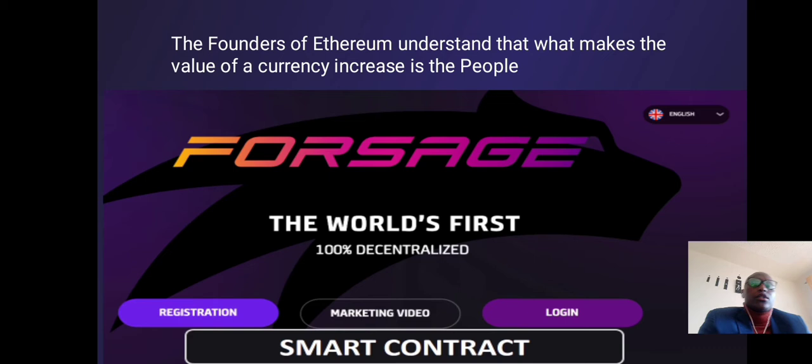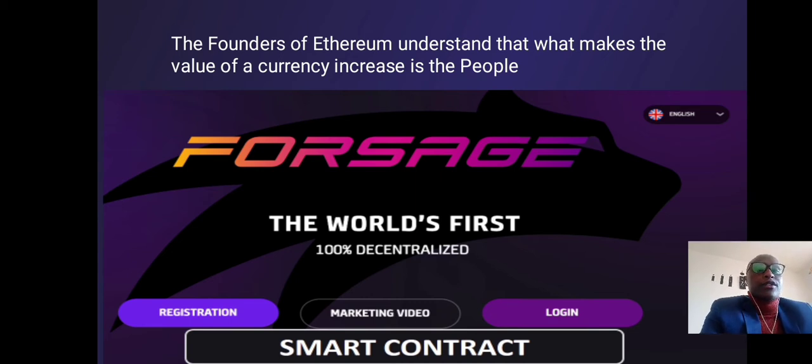So the smart contract, the founders of Ethereum understand that what makes a currency strong or the currency increase is the people, the utility. The more people use the currency, the value rises. Okay, so these people understand this concept, and that's why they came up with a platform that will help them get the people so as the value to rise. You have to understand this. Pay attention to this kindly.